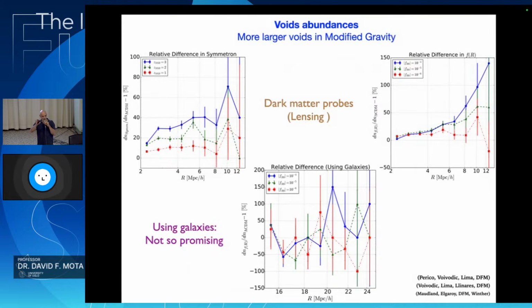Now, using galaxies, it's not very promising. Of course, with galaxies it's easy because we can see the light from galaxies, but there are not many galaxies in voids, so it's a bit difficult. Then all these void abundances get mixed up together. So it's very difficult to distinguish modified gravity using voids if we try to use galaxies. So we really need to use dark matter and lensing and not observe the galaxies directly.